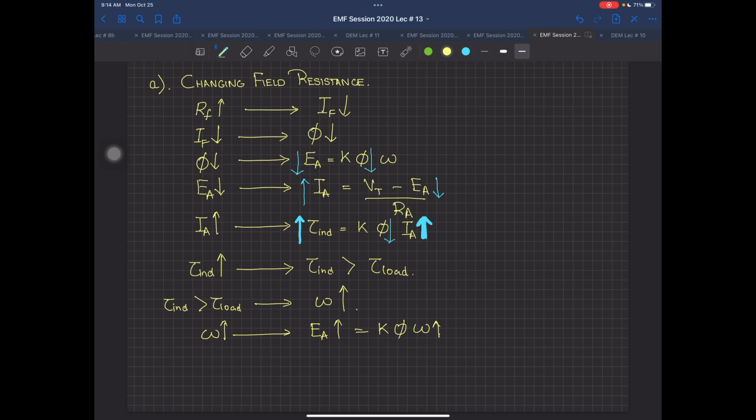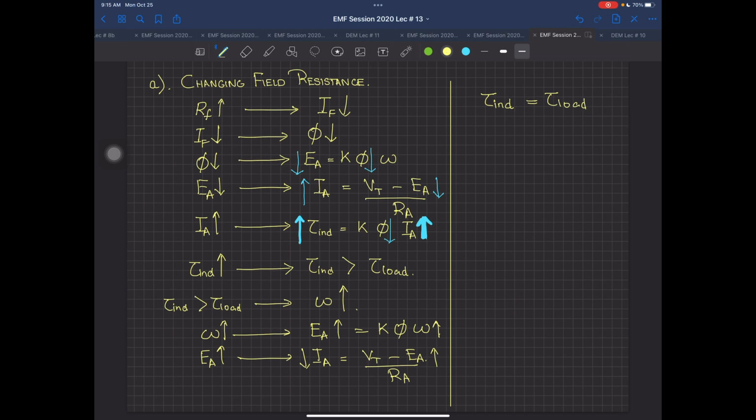Now what has happened now, अब EA बढ़ गया, अब उससे क्या होगा, because of this one, when your EA will increase, this will now decrease your (VT minus EA) divided by RA. So EA has increased, so IA will decrease. So क्या हो रहा है यहाँ पे, what is happening, आपने जैसे ही फील्ड रेजिस्टेंस को बढ़ाया, फील्ड करंट कम हुआ, your flux also decreased, your IA increased, but now it has decreased. So this whole process is going to repeat up till a point when your torque induced becomes equal to T load, but at a higher speed N.